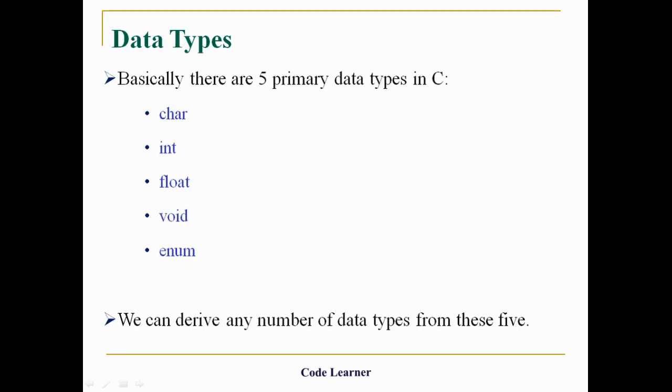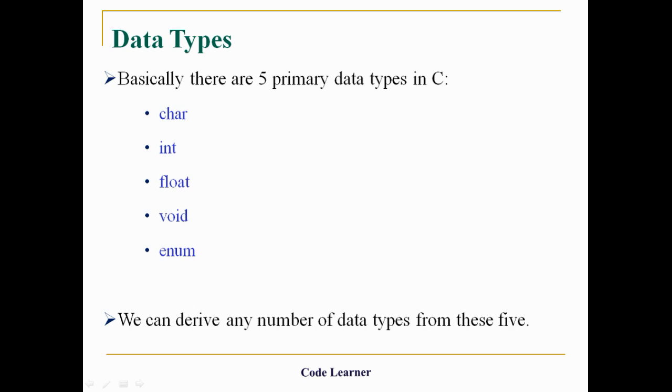The next topic of our discussion is data types. Basically, there are 5 primary data types available in C, and they are char, int, float, void, and enum. Data types are nothing but types of data. We can store different types of data in computer memory. For example, we can store the mark of a student, the age of a student, the name of a student, or the area of a circle. These are all different types of data.